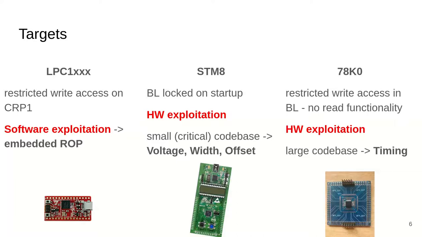And then finally, we have the Renesas 78K0, which is an 8-bit chip. This restricts the write access and has no read functionality, but always exposes certain commands such as a checksum or a verify on a longer array of bytes, so on 256 bytes, for example. Since this is a larger code base that's accessible, here the timing is a difficult aspect and not the other glitch parameters.